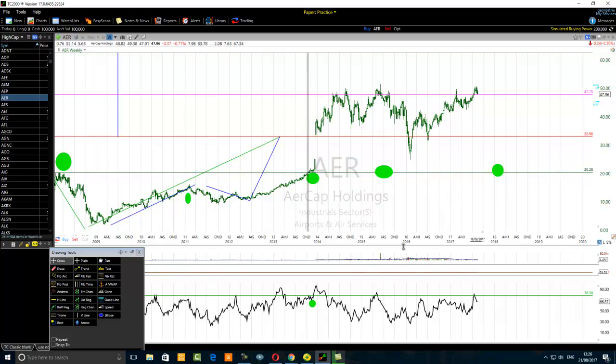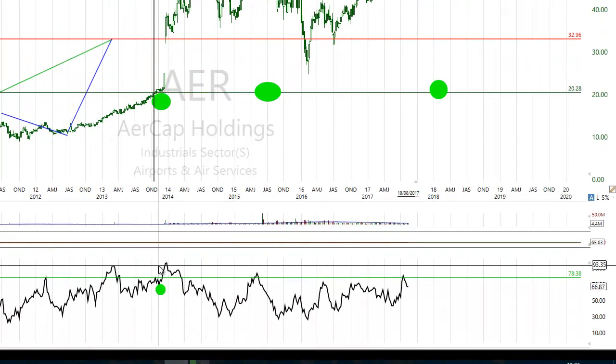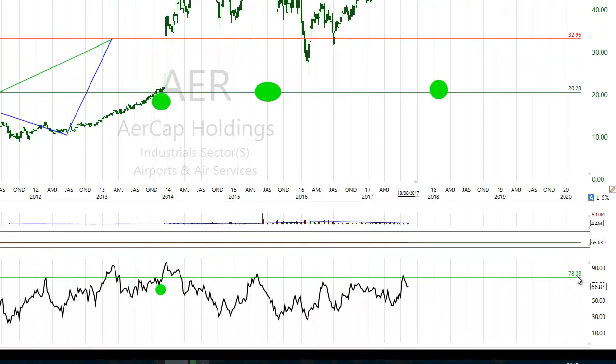Here we have this stock, Aercap Holdings, ticker AER. It was at a cycle point. The RSI at this point in time was in a zone, you can see here, 78.38, so well above 70. It is at a cycle point.